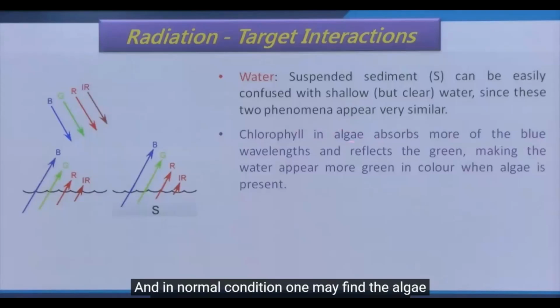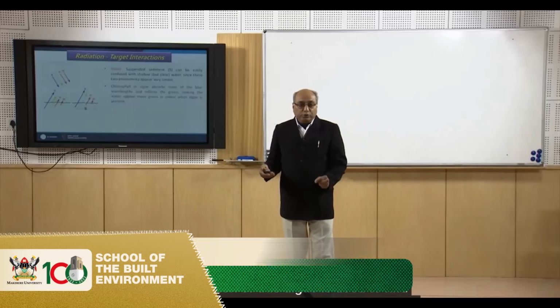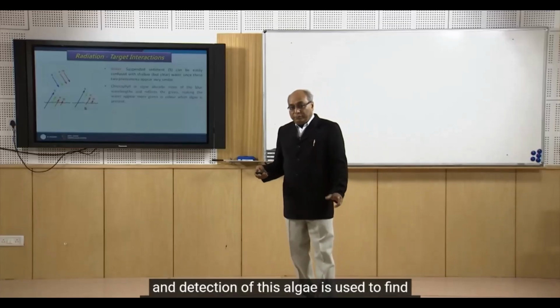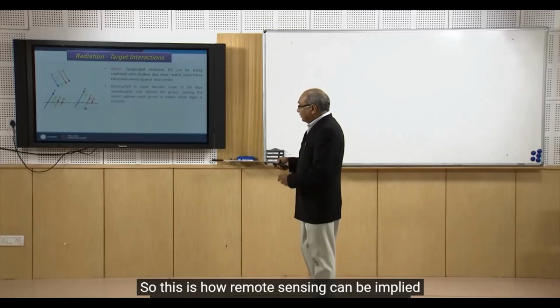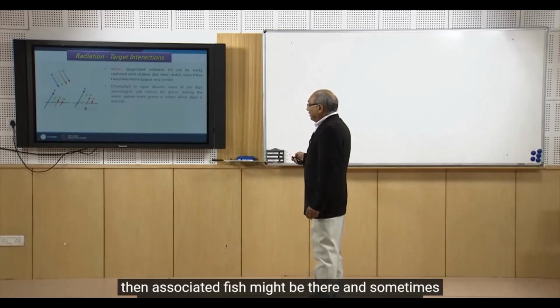And in normal conditions one may find algae and other things present in the water, because algae might have chlorophyll. Chlorophyll in algae absorbs more blue wavelength and reflects green, making the water appear green in color when algae is present. This type of growth of algae, especially in seawater, and detection of these algae is used to find certain types of fish which may prefer that kind of algae.